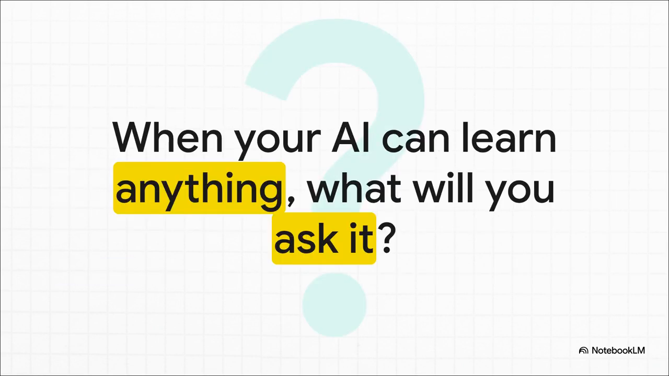So, when you boil it all down, by giving AI this open book exam, RAG is transforming it. It's no longer just a know-it-all with a bad memory. It's becoming a resourceful research assistant that has the world's knowledge at its fingertips. And that, right there, fundamentally changes what we can expect from AI and what we can do with it. Which leaves us with just one last big question for you. When your AI assistant can learn anything instantly, what will you ask it?